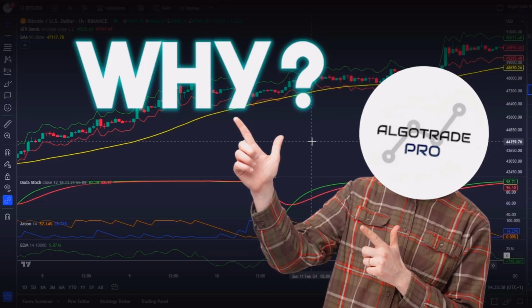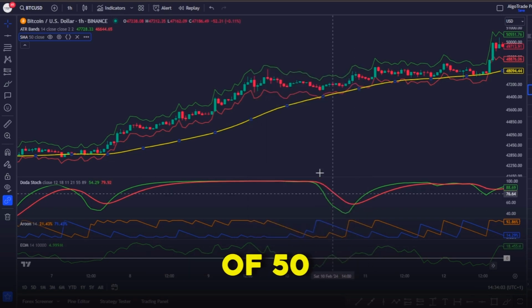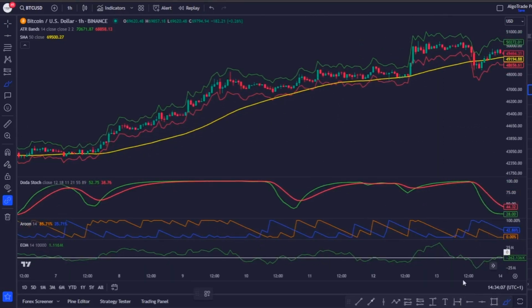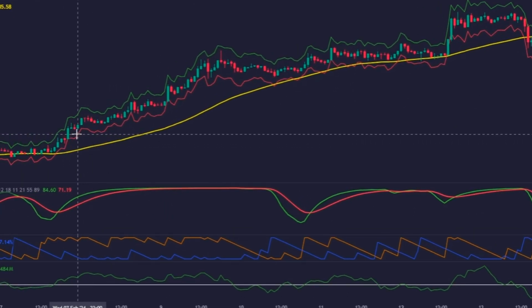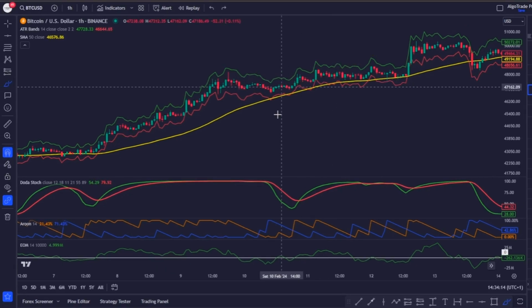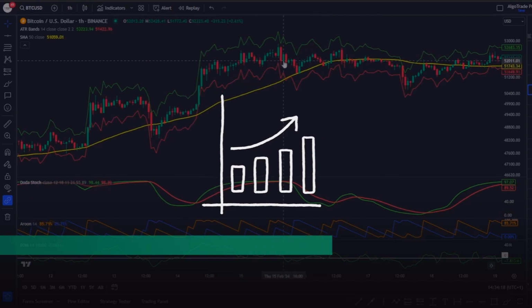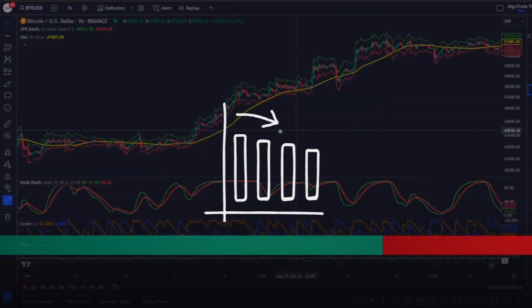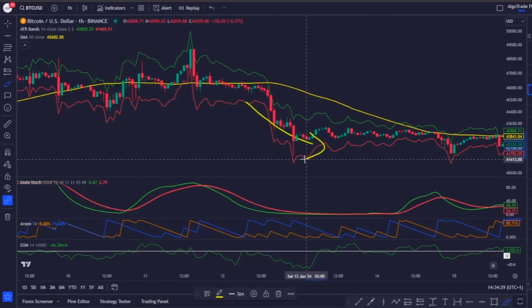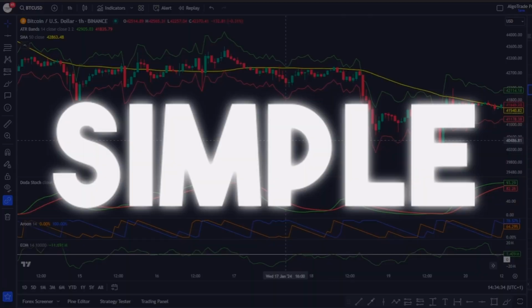And I will explain why. Using, for example, a simple moving average with a period of 50, its function as a filter will be as follows. I will only open long positions if the entry point is above the baseline, which is this line, because being here means that the long-term trend is bullish, and therefore the probability of the price continuing to rise is bigger than dropping, and short positions if the entry point is below the line, because being here means that the long-term trend is bearish. Simple as that.